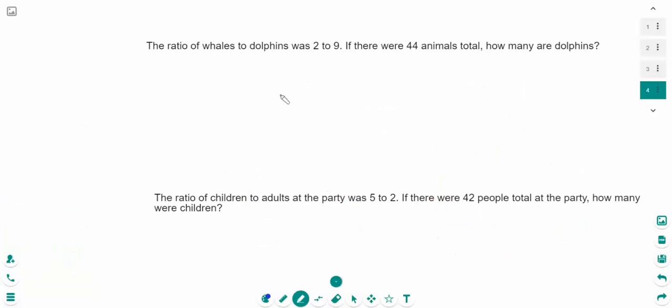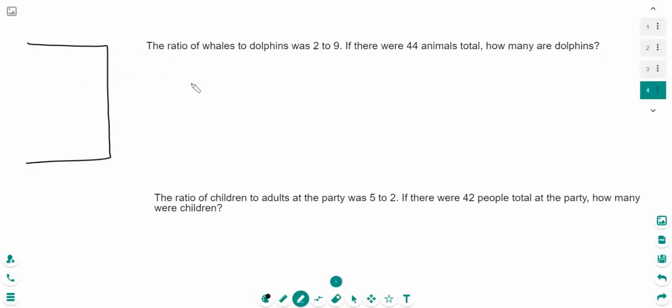So let's do this one together, and then the next one I want you to try to tackle on your own, given what we've learned. So, the ratio of whales to dolphins was 2:9. If there were 44 animals total, how many are dolphins? Okay, well, let's think about this. So, let's start with step number 1, which is to discover all of our ratios. So let's put those over here.